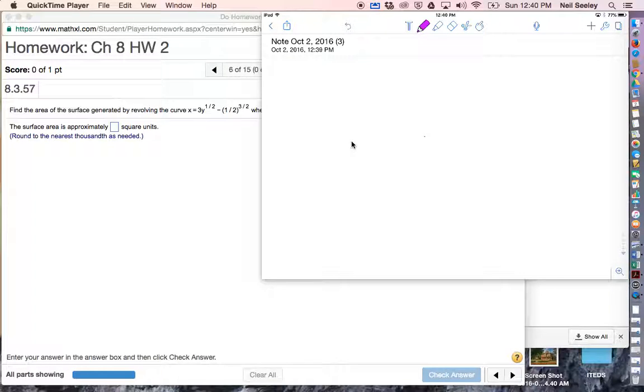Hey y'all, here is a look at number 6, the revolutionary solid problem, and some help. I'm going to go pretty quickly through it, but you can pause and do that stuff.